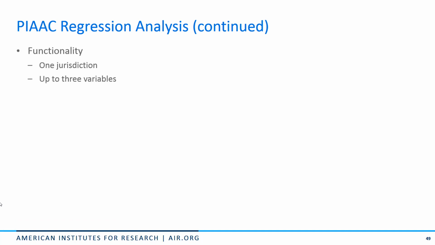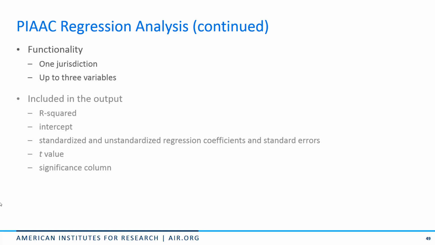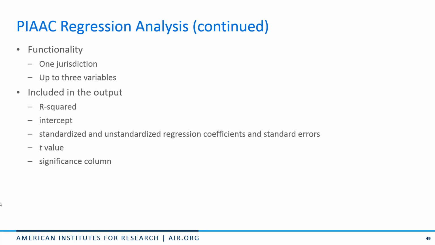Regressions in the IDE can only be conducted for one jurisdiction at a time and can include up to 3 independent variables. The statistics available in the output include the R-squared value, the intercept, standardized and unstandardized regression coefficients, and standard errors, t-values, and a significance column.